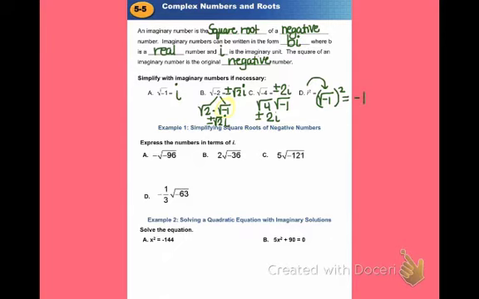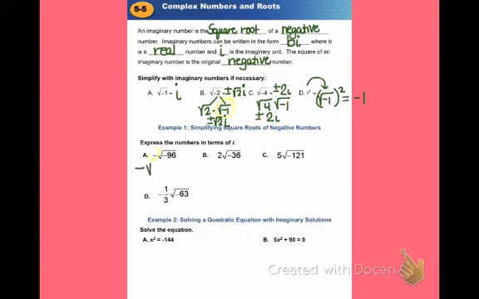Let's move on and do a few more that are a little more complicated. So they asked me to express the numbers in terms of i, and I am asked to take the opposite of, so the negative out in front means opposite of, the square root of -96. So I've got this negative out in front.